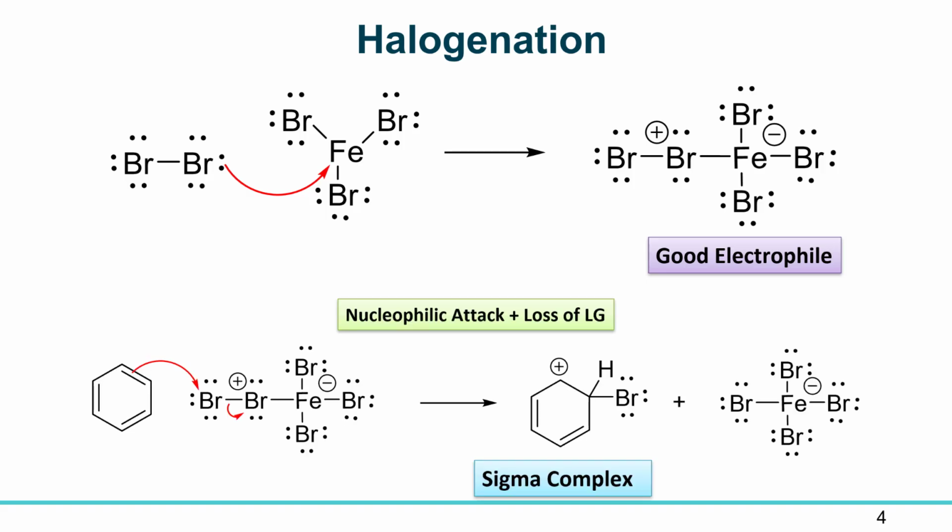The aromatic ring pi bond can then act as a nucleophile and attack the outermost bromine of the Lewis acid-base adduct, which causes the bromine-bromine sigma bond to break and give the resonance-stabilized sigma complex.